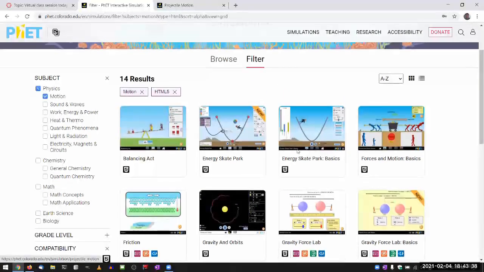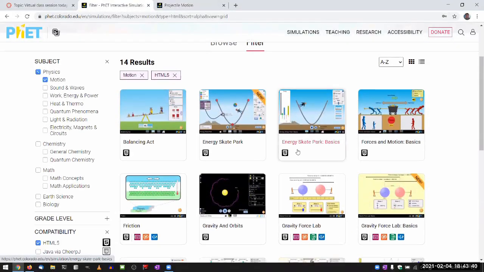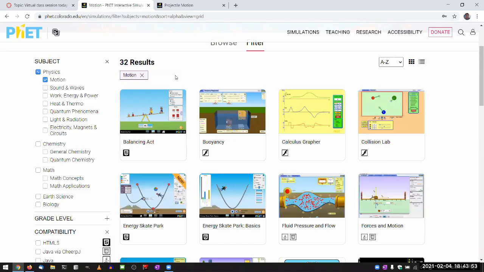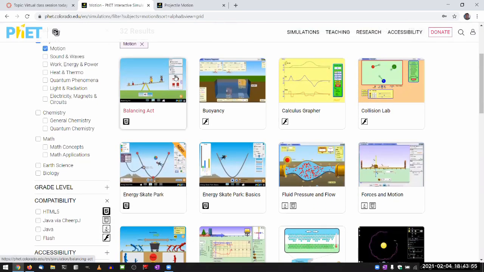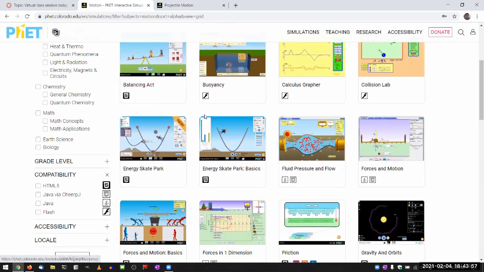And the reason for that is this filter. There's a filter for HTML5. I think starting this year, they had this filter on by default, because when you turn this filter off, you will see quite a few simulations. Some of them take a bit of an effort to run, like this.